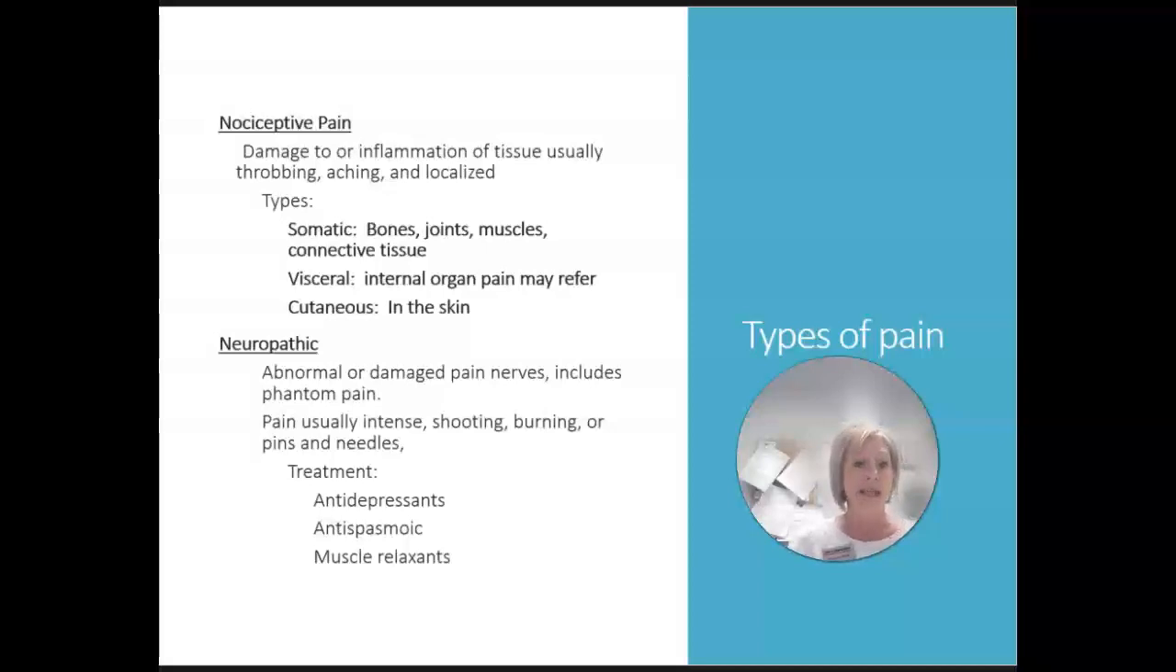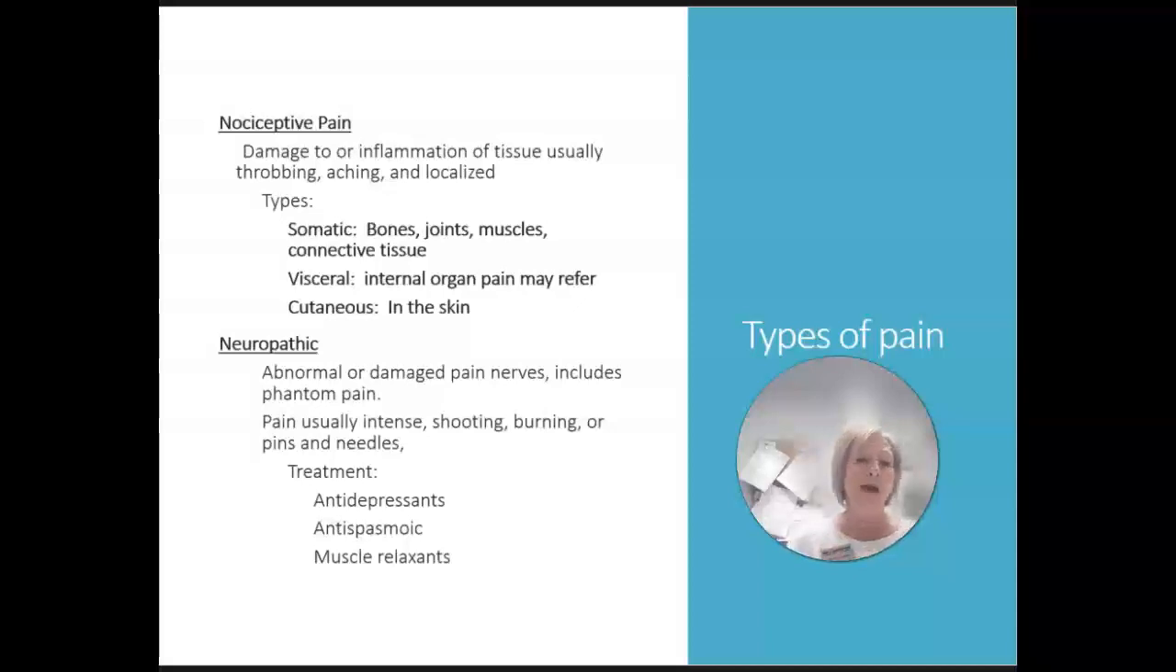This is where you're going to get that referred pain. Cutaneous is on the skin. So this is where you have a patient that maybe they have an infected finger. It's on the skin. I can see it. It's throbbing. It's aching. I have the inflammatory response right there. That's nociceptive. That's throbbing, aching, localized under somatic, visceral, and cutaneous. Somatic is just your bones, your joints, your muscles.